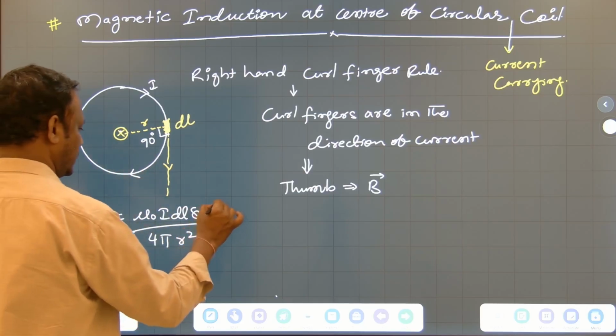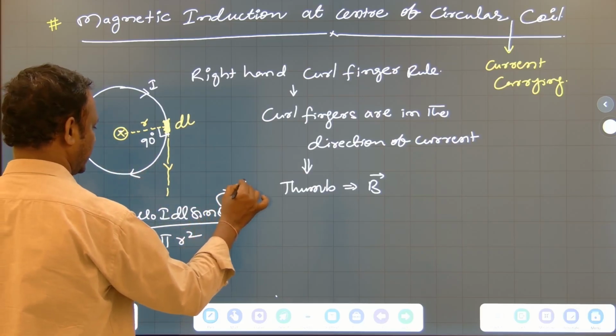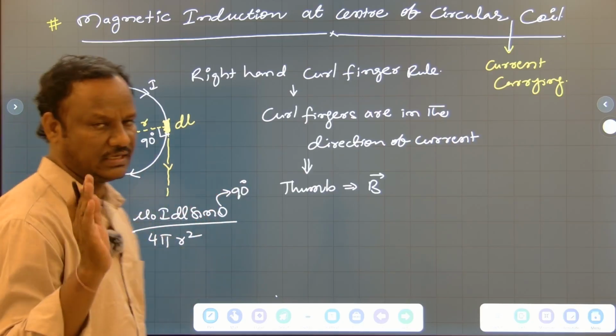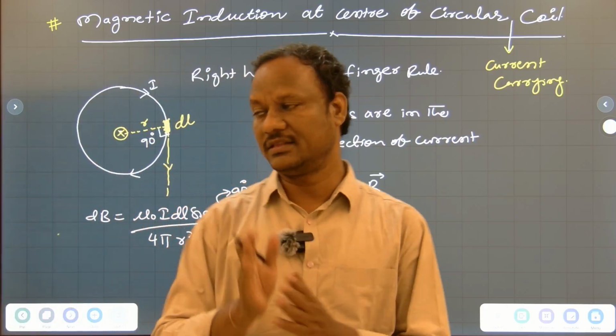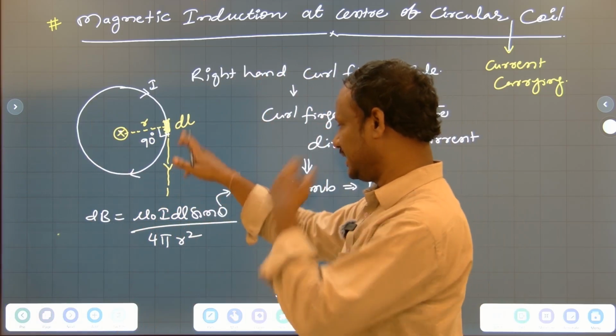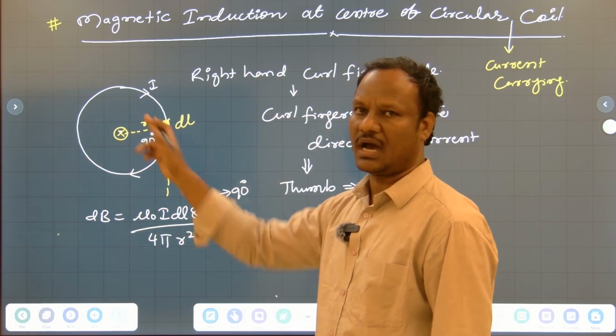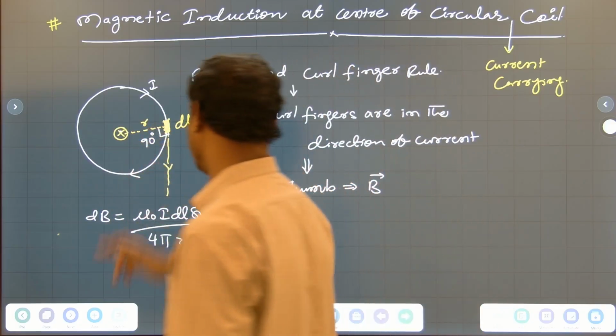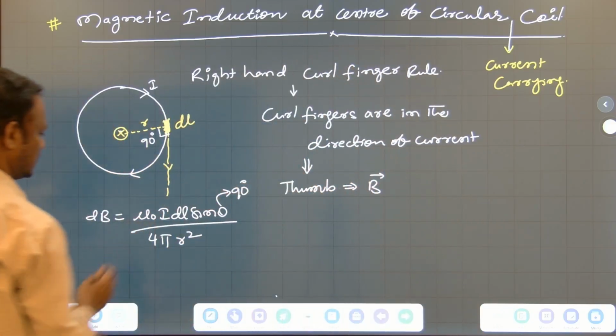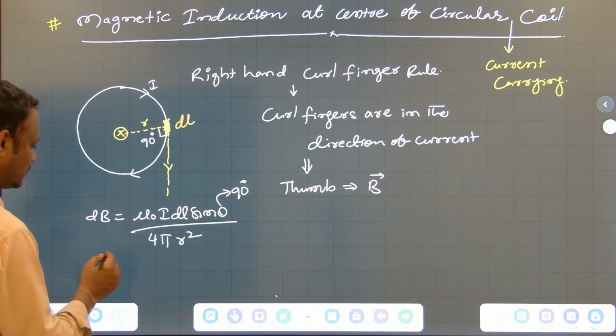So what is theta? Theta is the angle between the direction of the length element and the line from the element to the point, that is, r. Here theta is 90 degrees, so sin 90 is 1.